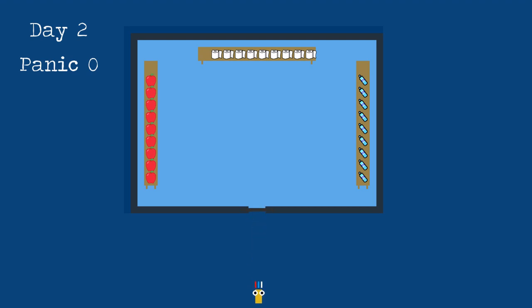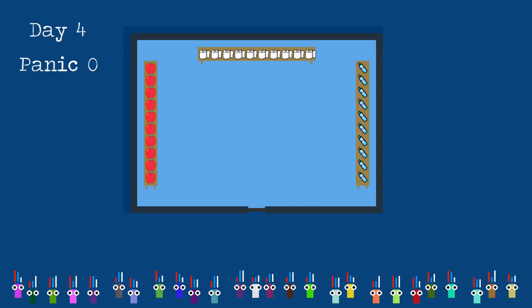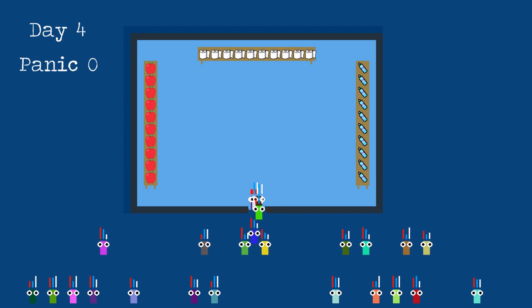As you can see, with the one shopper, this system is sustainable and can continue forever with no panic. There are now 20 shoppers competing for resources, so let's see how this affects the shop and the distribution of items among the population.